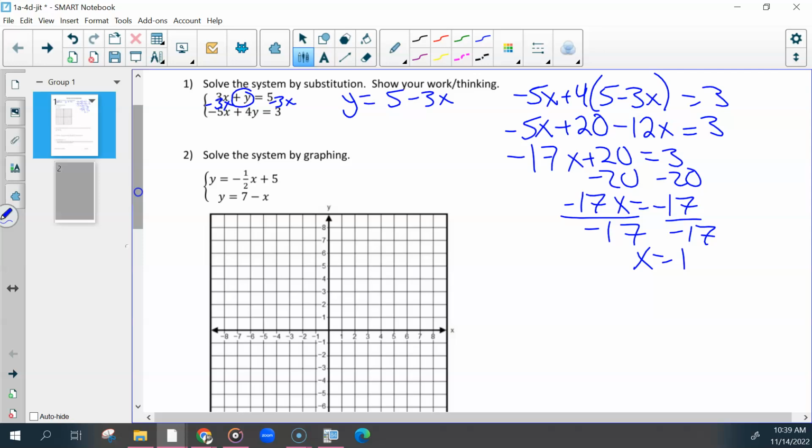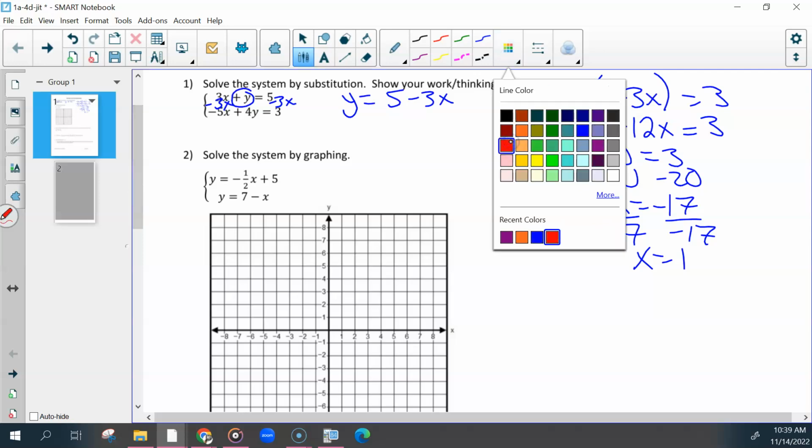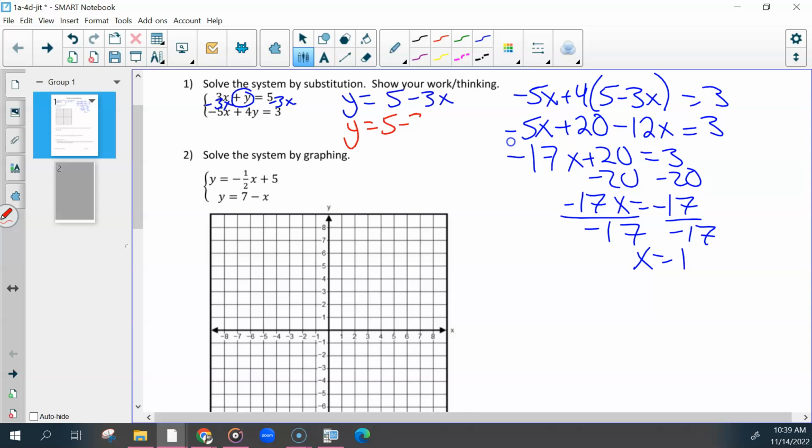So find your x and then take that number and put it back in to find y. You have options. You can put it back into one of the originals or the one you solved. It does not matter. And then once you have your y value, put those together as an ordered pair. So 1, 2 would be your answer. Questions on that one?